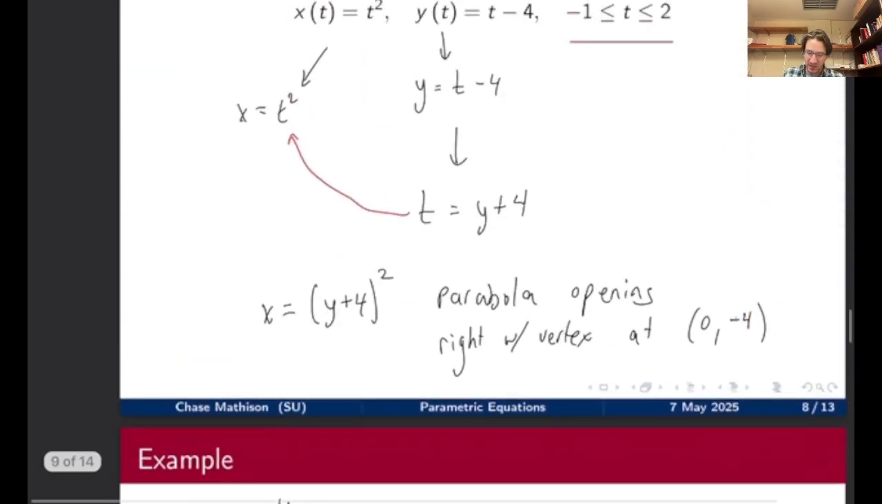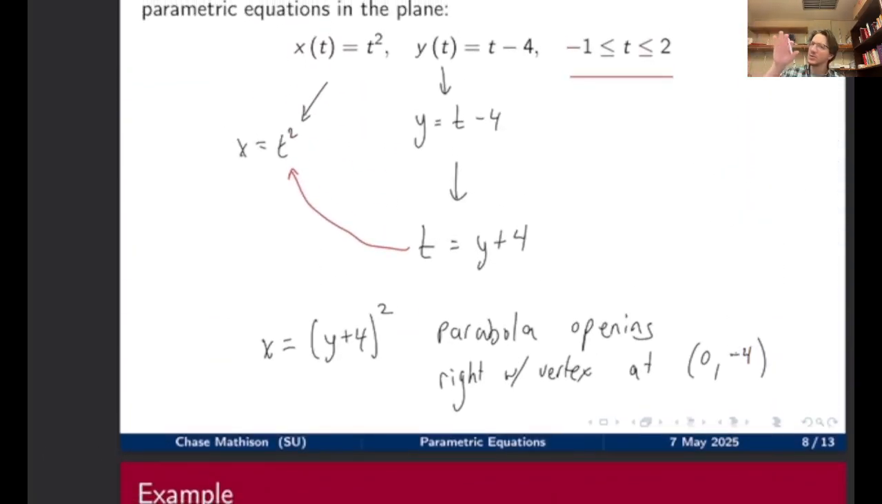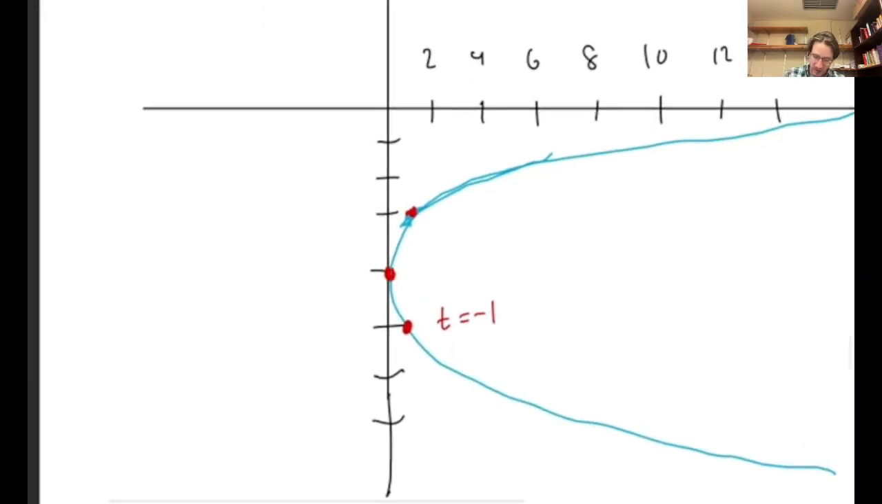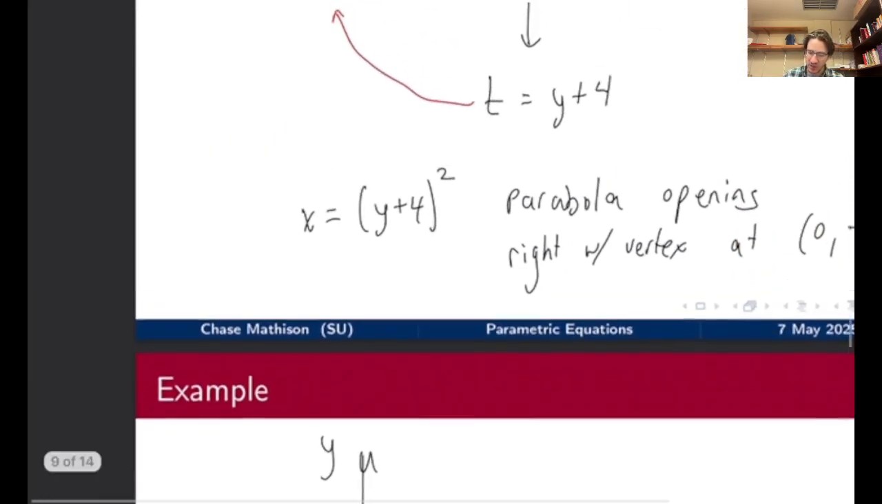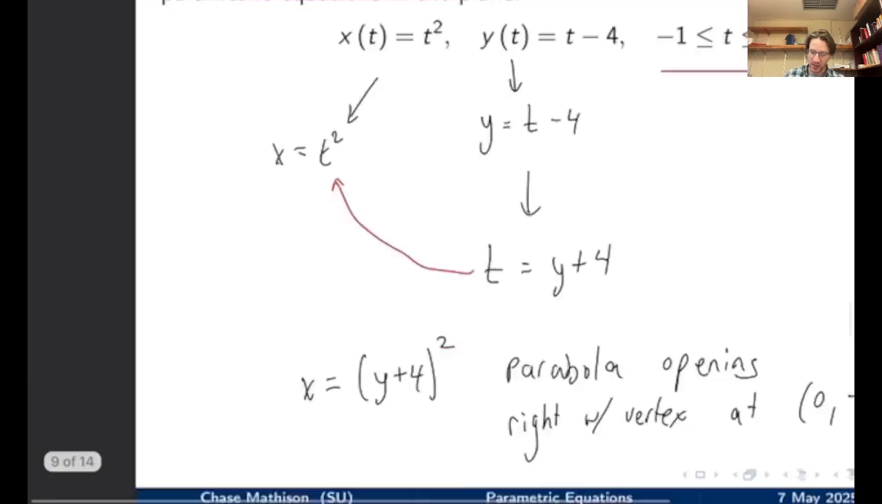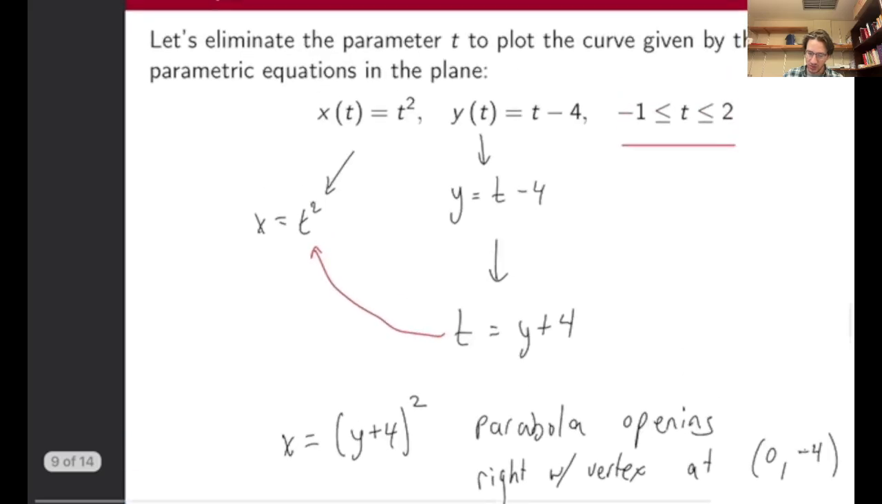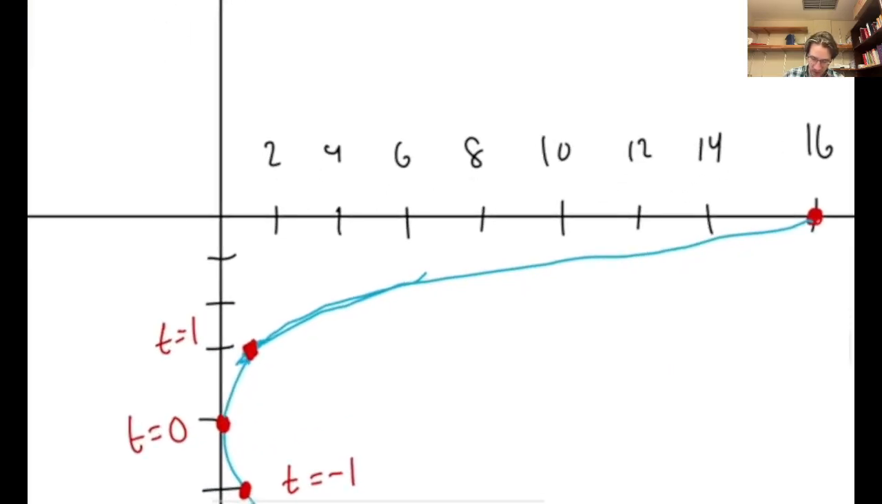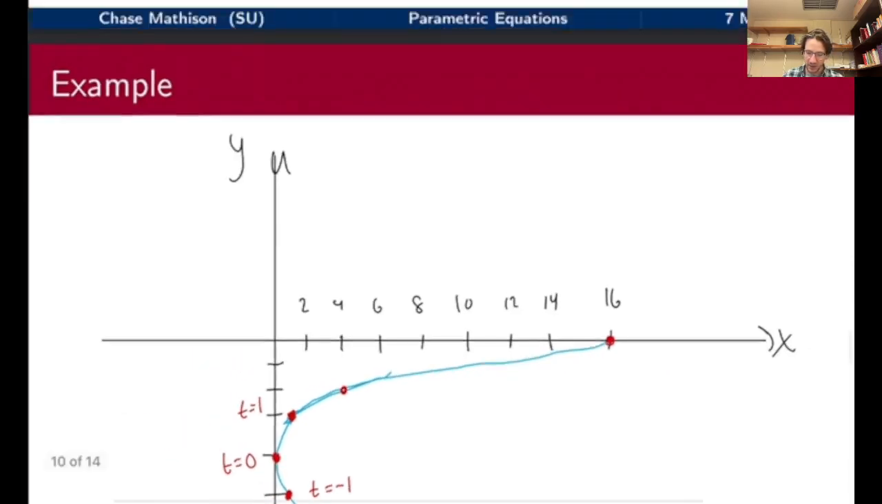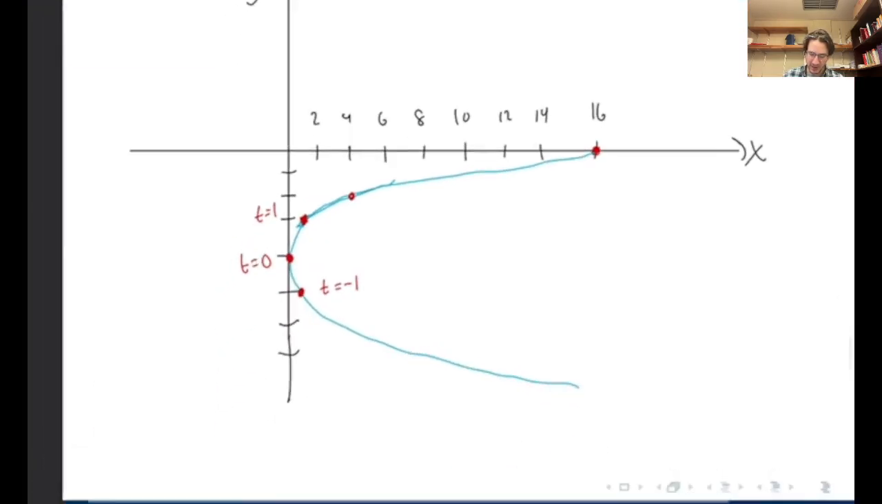Let's think about what we get when t is 0. Now that I've given myself that curve, it's totally fine to plot some points for different t's so that we know what orientation this curve has. When t is 0, we get x is 0, y is -4. So here's what we get when t equals 0. When t equals 1, we're getting x is 1, y is -3. So there's when t equals 1. And when t is 2, we're getting x is 4, y is -2. So my scaling's pretty good there.